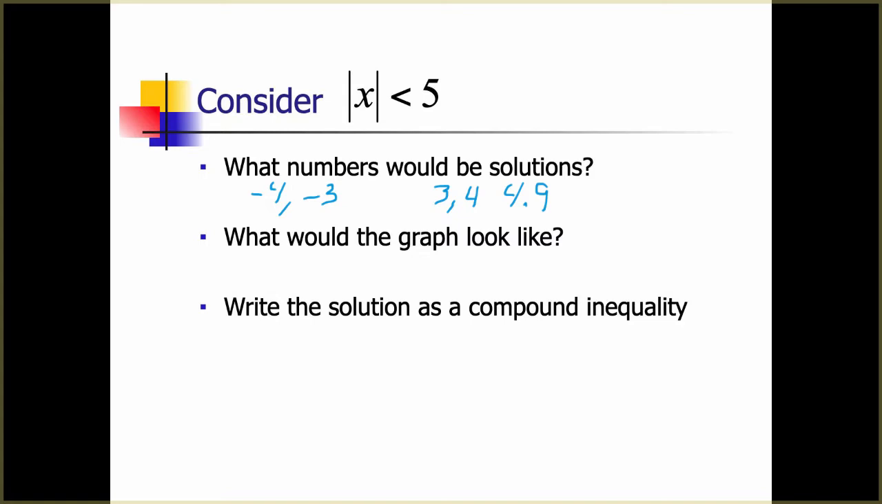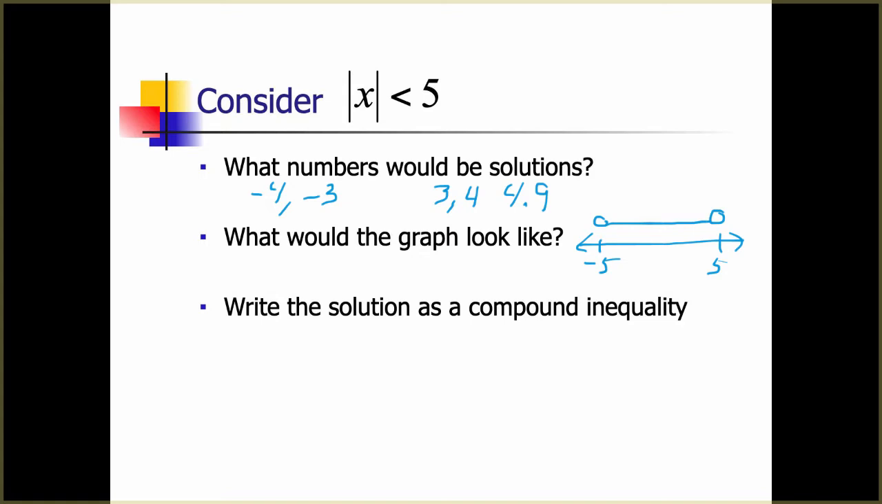And if we graphed it, since we have the less than symbol, we would have open circles at -5 and 5. So we'd have open circles there, and we would connect them. Everything between those two numbers works, up to but not including -5 and 5.